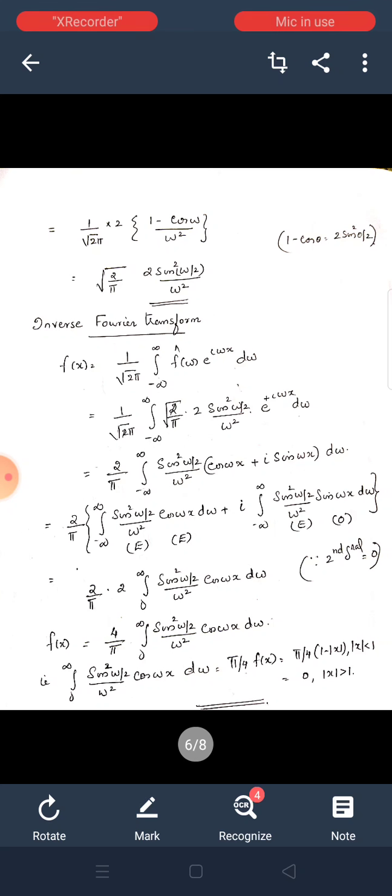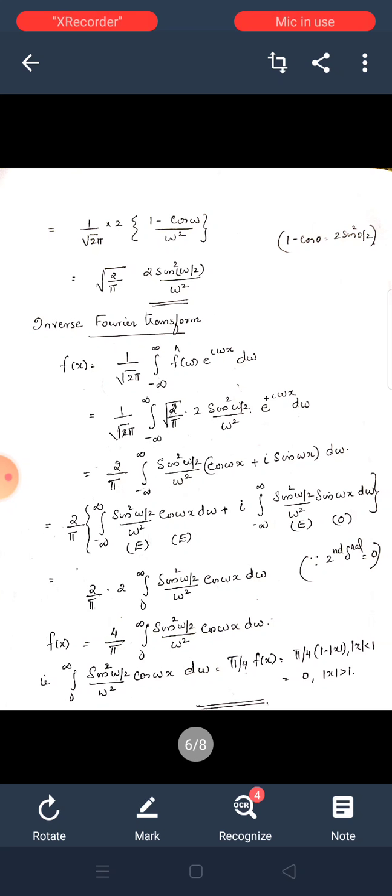So root 2 by pi sin square omega by 2 by omega square, again e raised to i omega x can be written as cos omega x plus i sin omega x. Now as previous, we are dividing into two integrals. The first integral, sin square omega by 2, is an even function because sin square means sin omega by 2 into sin omega by 2. Sin is actually an odd function, so odd into odd becomes an even function. So even into cos omega is also an even function, but in the second case even into odd becomes an odd integral, so it becomes 0. So it becomes 2 by pi.